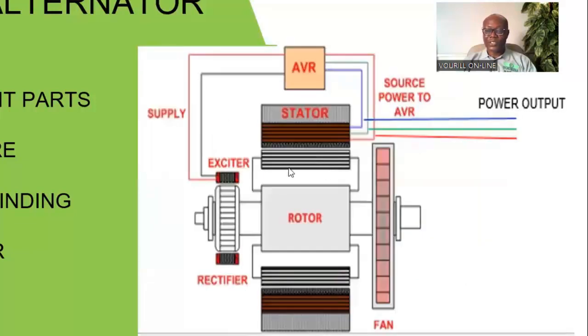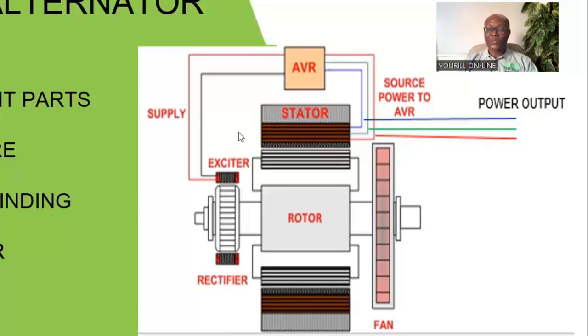This shows us the relationship between the three components we have discussed: the armature, the field winding, and the exciter. This is the stator, and on the stator we have the armature winding. This is the rotor, and on the rotor we have the field winding. Now, this is the exciter, with the exciter armature and the exciter field, on the exciter section of the generator.